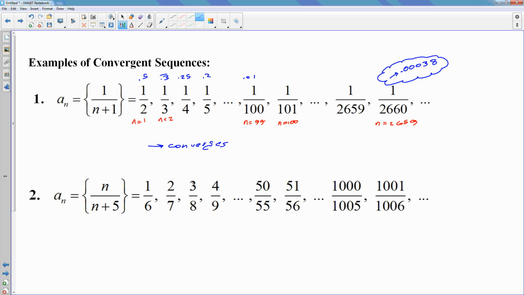My writing is terrible because I have a huge band-aid on my thumb. Oh well, that says converges to 0. So this sequence does converge.